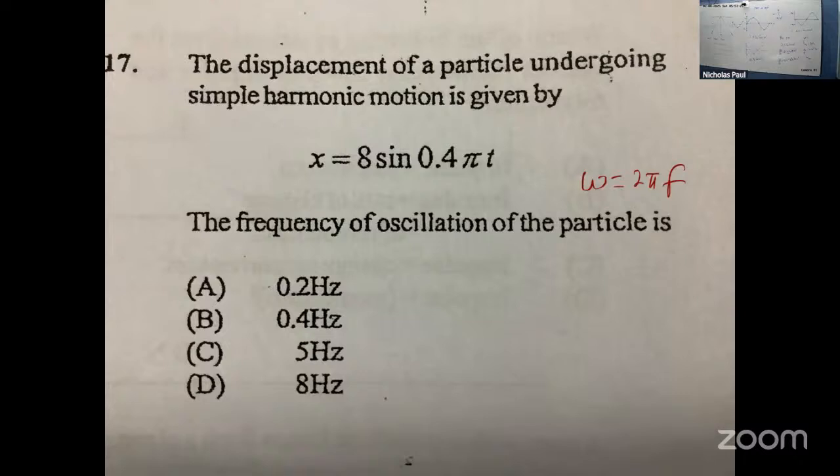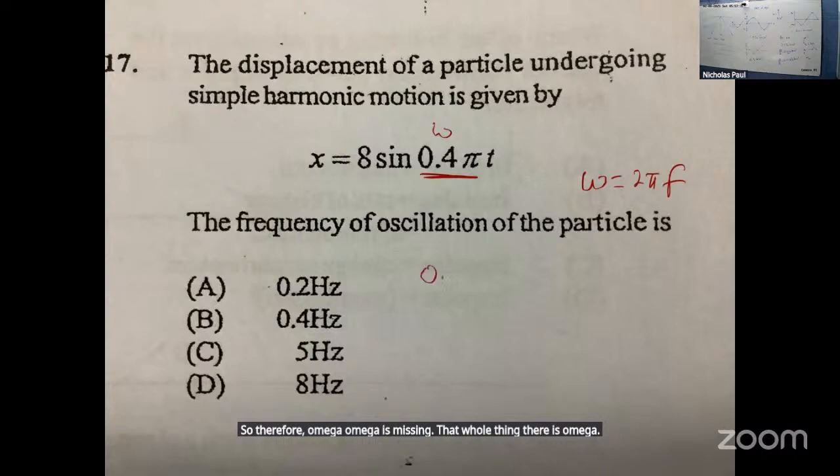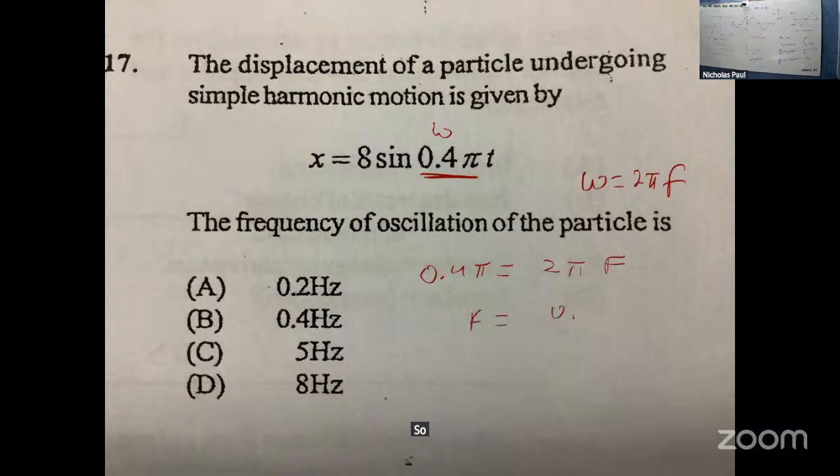So therefore, omega is this here. That whole thing there is omega. So it means that 0.4 pi is equal to 2 pi f. So f is equal to 0.4 pi divided by 2 pi. Pi will cancel and you will get 0.2.